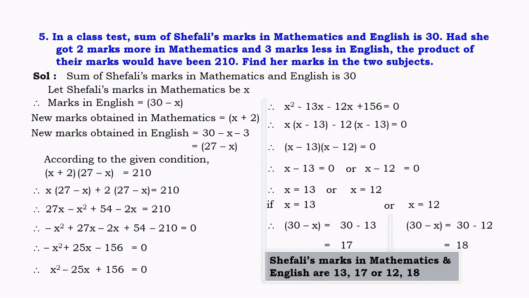Both pairs satisfy the conditions given in the question. Hence, Shefali's marks in mathematics and English can be 13 and 17 respectively, or 12 and 18 respectively. So, the required marks are 13 and 17, or 12 and 18.